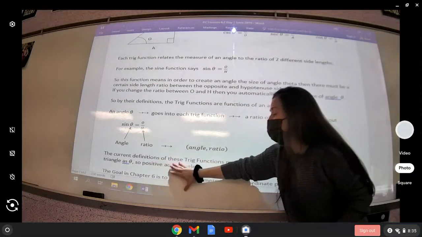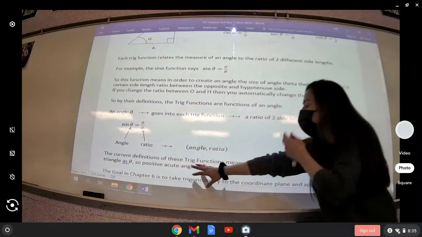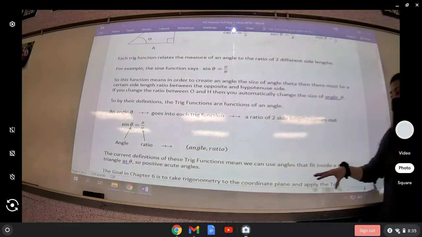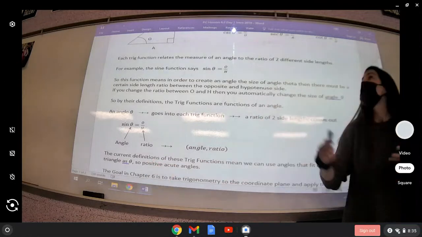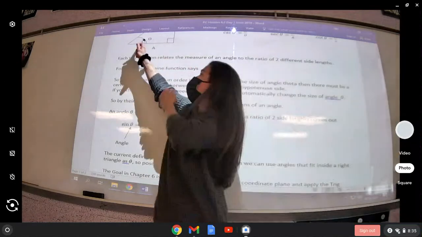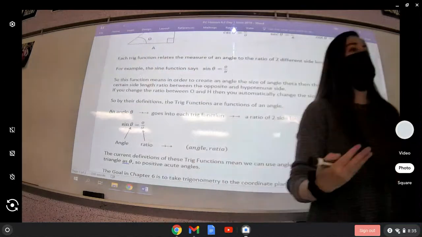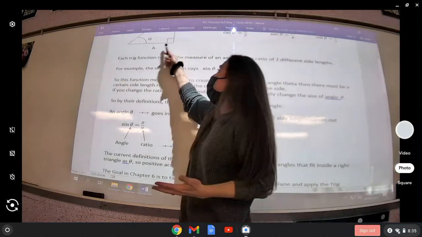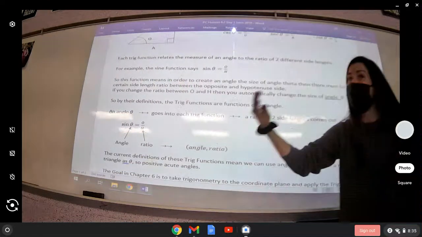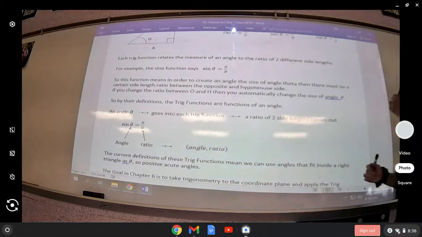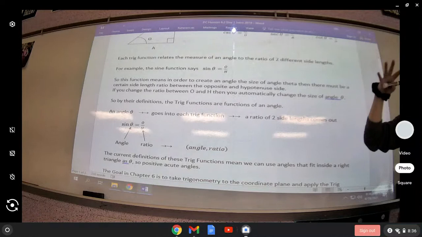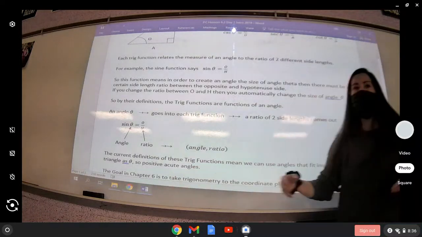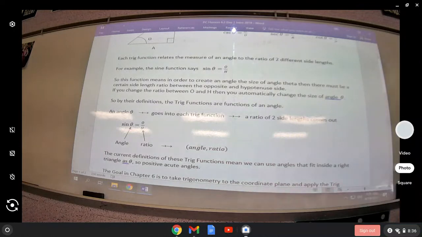The current definitions, as you know them, of these trig functions, they mean we can use angles that fit inside of a right triangle as theta, right? Because if you're going to use a right triangle, angle theta has to be smaller than 90 degrees, just based off of all of the angles adding up to 180. This one's already 90, so those two have to cut 90 in half. They have to be positive acute angles. So right now, your trig functions, you can only use trig on positive acute angles. We don't want to do that though.